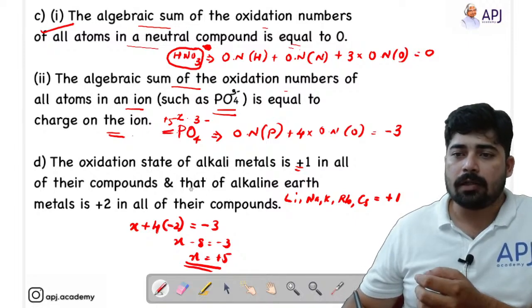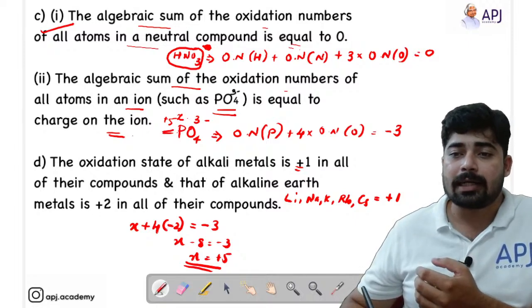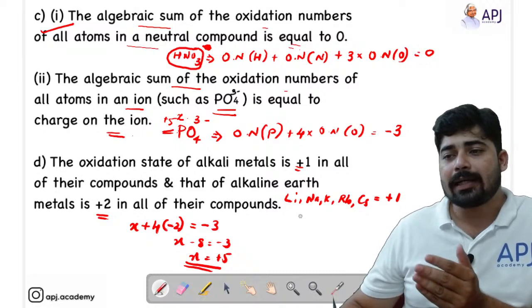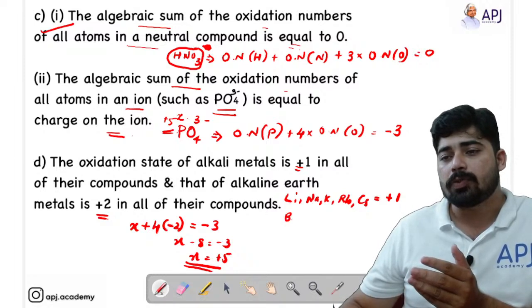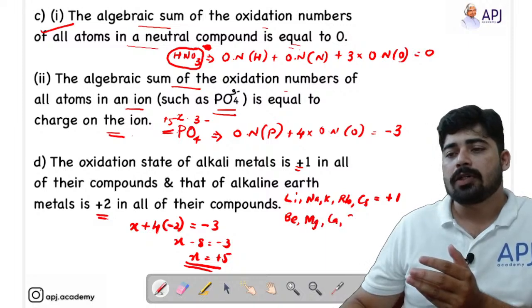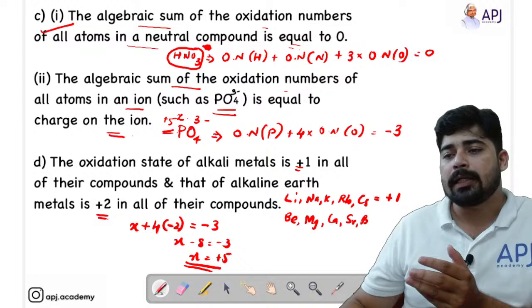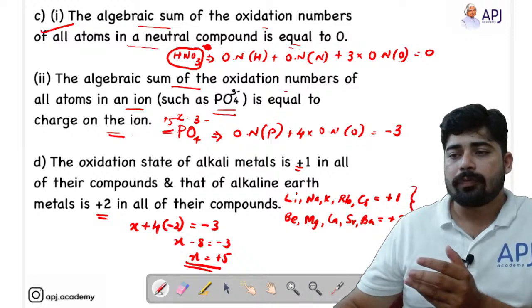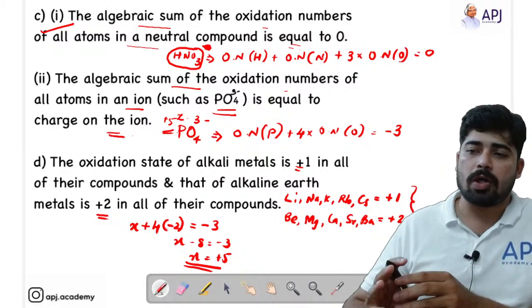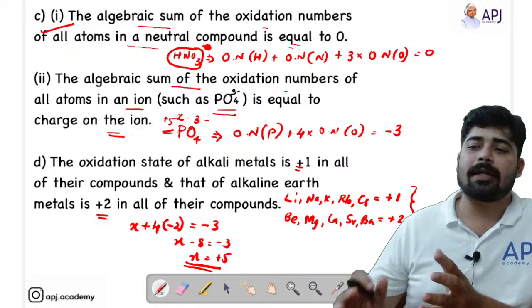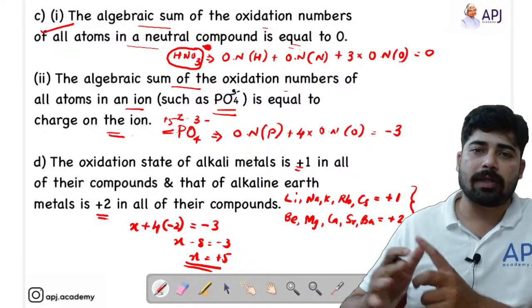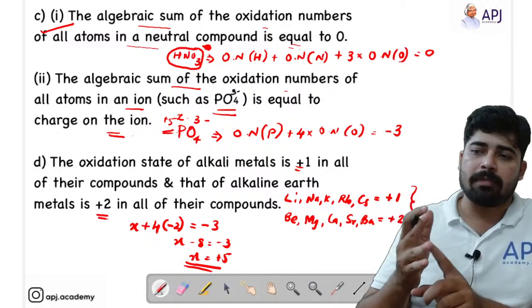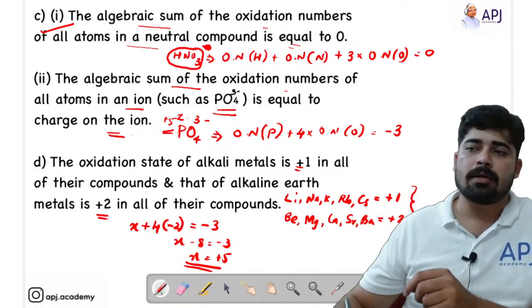And that of alkaline earth metals is taken as +2. So, all the alkaline earth metals we give as +2. So, beryllium, magnesium, calcium, strontium and barium, we give the oxidation state as +2. So, from here you have almost got the oxidation states of 10 elements: lithium, sodium, potassium, rubidium and cesium are +1, and beryllium, magnesium, calcium, strontium and barium are +2.